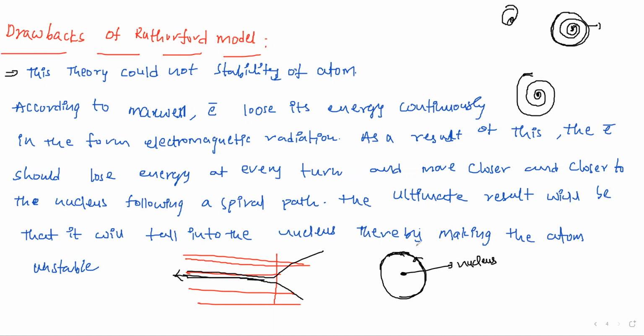And the drawbacks: according to Maxwell theory, the revolving electron radiates its energy as electromagnetic radiation. That means it loses its energy, so it moves nearer to the nucleus. Finally, it should fall down on the nucleus. If it happens, the atom will collapse. But the atom is stable. That means simply we can say he could not explain the stability of the atom. The remaining class will continue tomorrow.